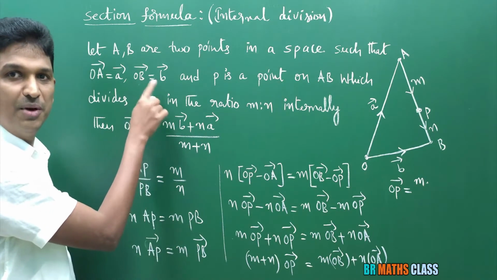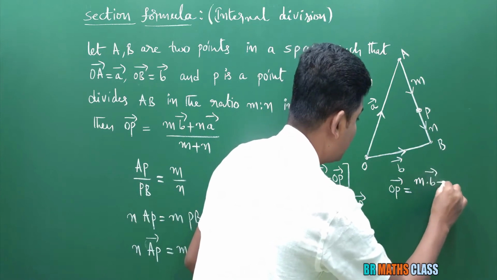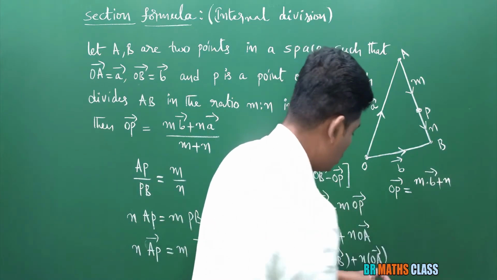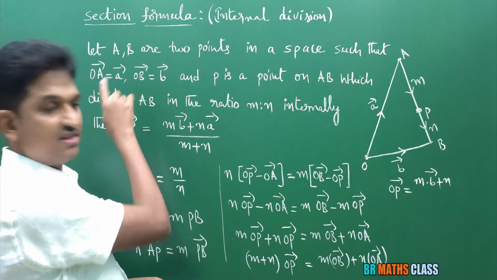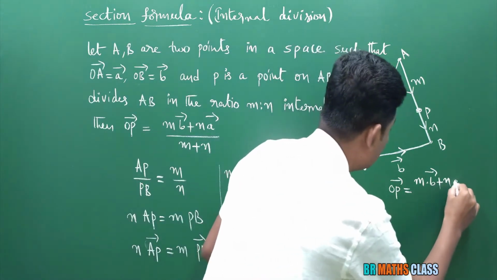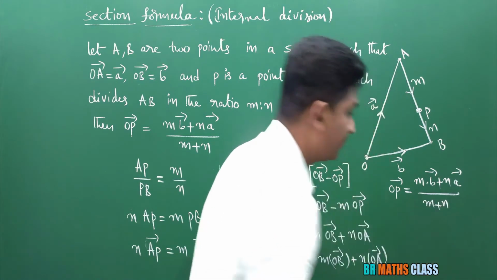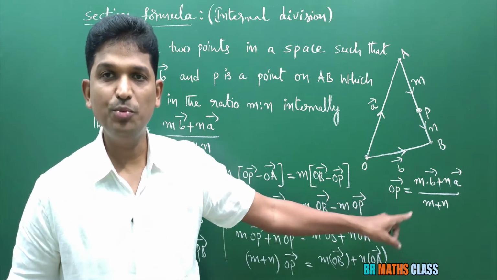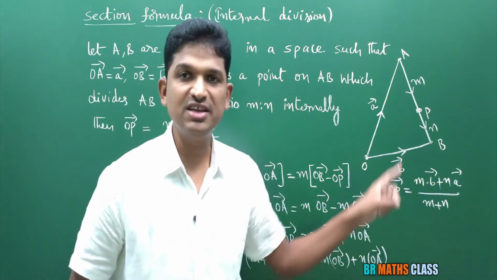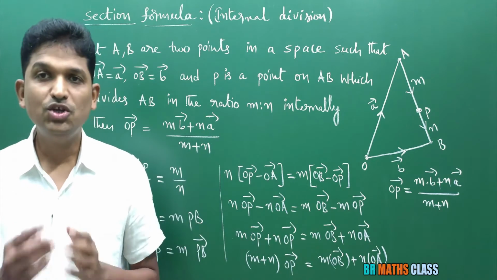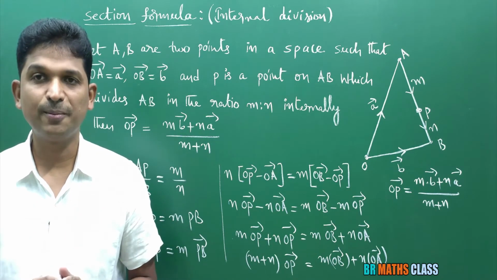We consider OB bar as B bar. In place of OB bar, I can write B bar plus N into OA bar. You observe here, in the beginning only we consider OA bar as A bar. So N into A bar divided by M plus N. So you see we got that OP bar equal to MB bar plus NA bar divided by M plus N. We got this derivation. So you learned the derivation of section formula in internal division.